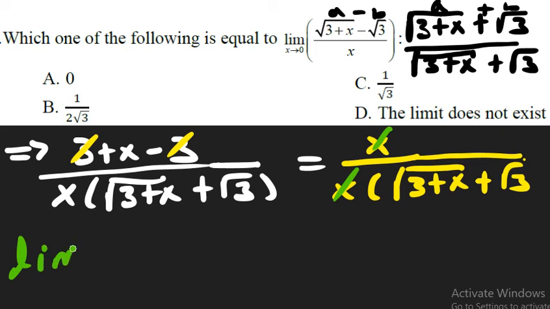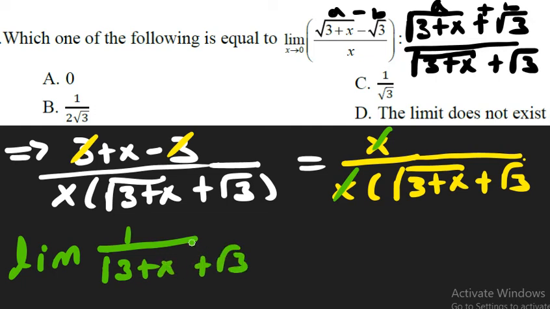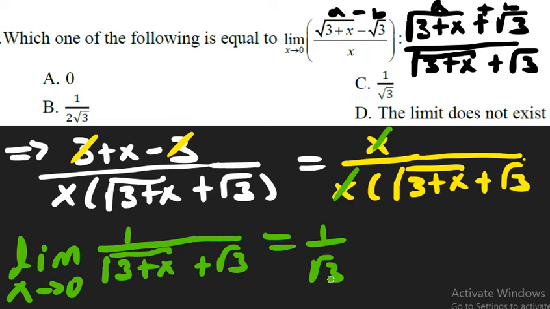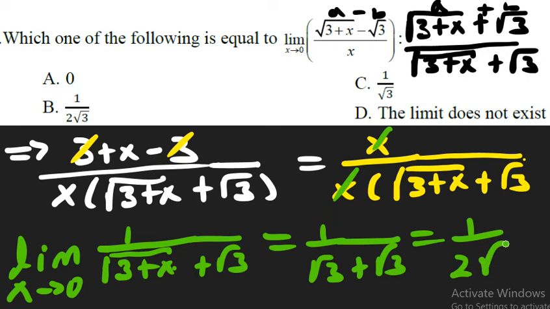So the limit of this thing, what is left up? 1 over square root of 3 plus x plus radical 3. As x approaches 0, this time we can directly insert 0 because it doesn't affect us. So it's going to be 1 over radical 3 plus radical 3, because 3 plus 0, so it's going to be 1 over 2 radical 3. So the answer is going to be B.